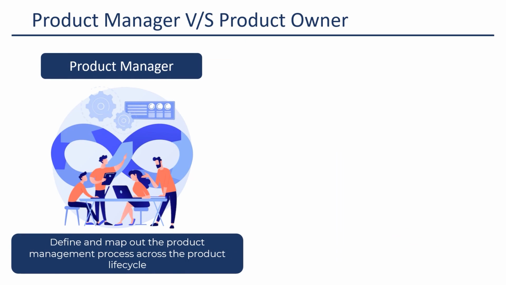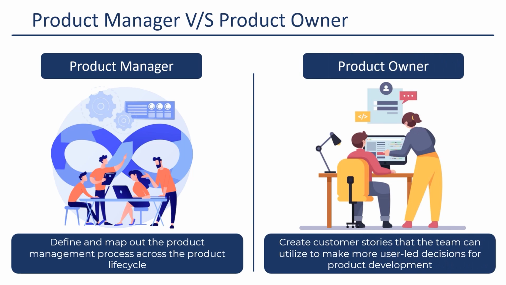Product managers have a greater strategic role. With broader corporate objectives in mind, they define and map out the product management process across the product lifecycle. Whereas product owners take on a more proactive role and prioritize immediate fulfillment. By creating customer stories the team can utilize to make more user led decisions for product development, they assist in maximizing the value of the product.